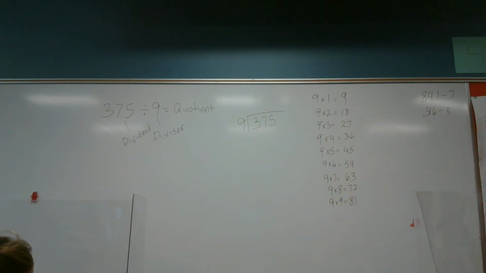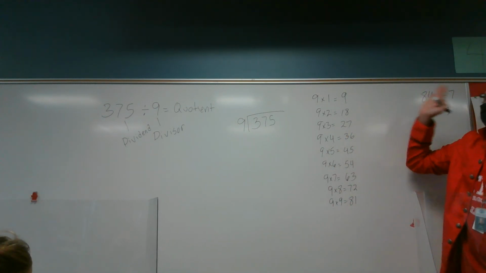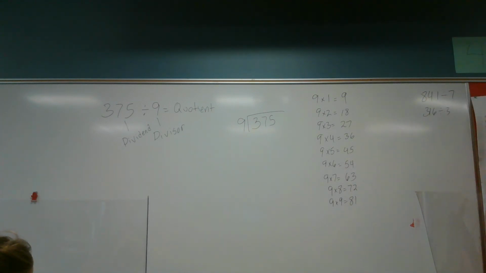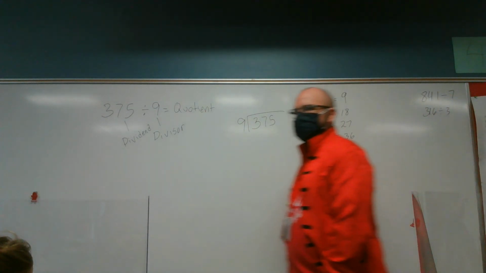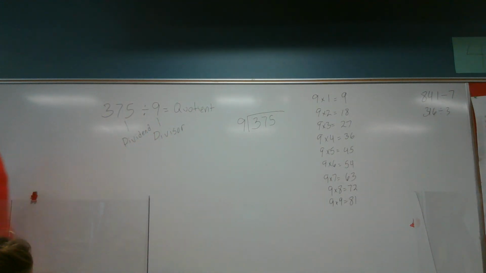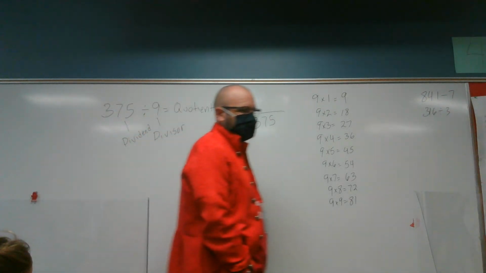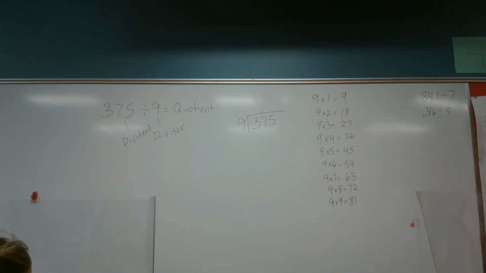Now I'm doing that no matter how many digits are in my divisor. I'm going to do it that way, because now I'm done with my multiplying. All I have to know now is subtraction to solve the problem. Now I'll do multiplication to check my work, but all I have to do now is subtraction to solve the problem. So how do I use this knowledge?